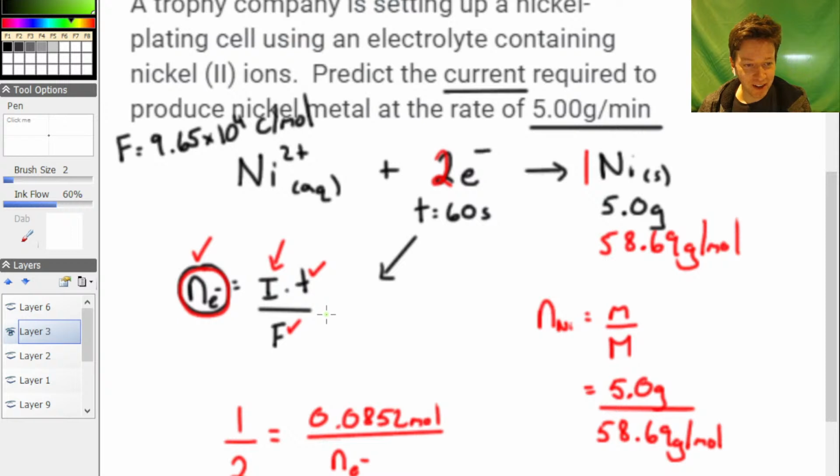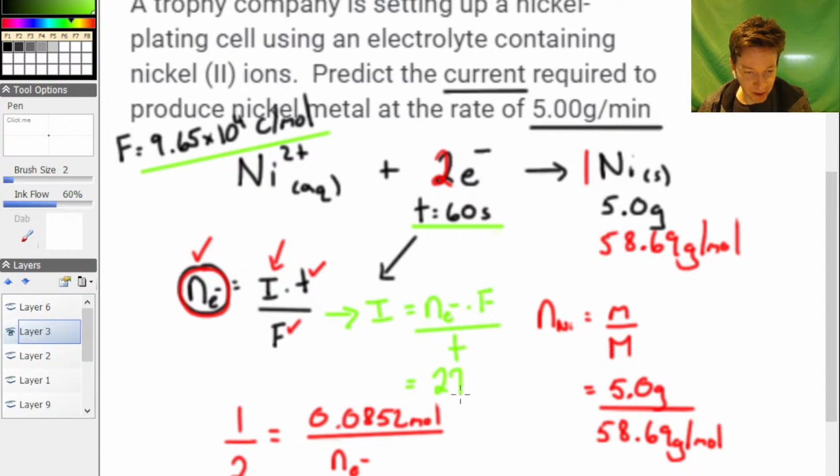So now we have the number of moles of electrons. So going back up here, let's rearrange this equation. Rearranging to solve for current, current is going to equal moles of electrons multiplied by Faraday's constant, and divide by time. So the moles we have right here, Faraday's constant is up here, and time is right there. I don't have much room, but you could substitute all those values into your equation to get a current of 274 amps. So that's how you do that kind of stoichiometry question.